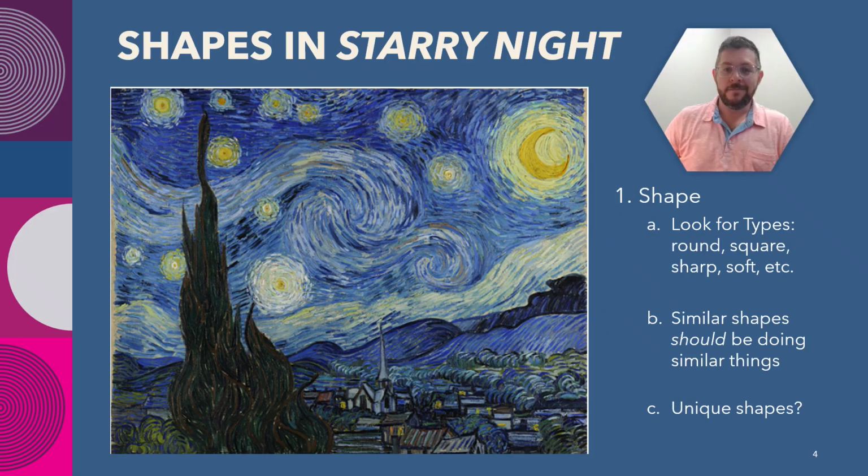Now with shapes, you're going to do something more or less similar. We're going to start with types. We're going to look for types of shapes, like round shapes, square shapes, soft shapes, hard shapes, things like that. So we've got a lot of circles up here, right? These nice round circles throughout. Bloop, bloop, all those little stars. But then down here on the earth, we have lots of squares, right? Very sharp, rigid shapes as we move through.